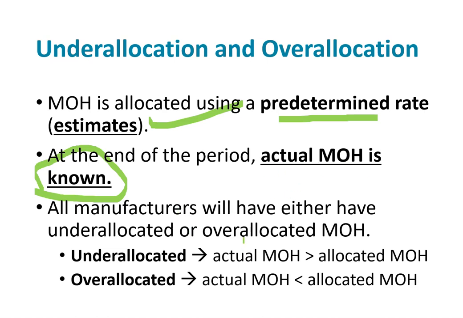And so you're going to compare the actual manufacturing overhead to the allocated manufacturing overhead to all the jobs. If the actual is greater than the allocated, then you've underallocated. If the actual manufacturing overhead is less than the allocated, then you've overallocated.